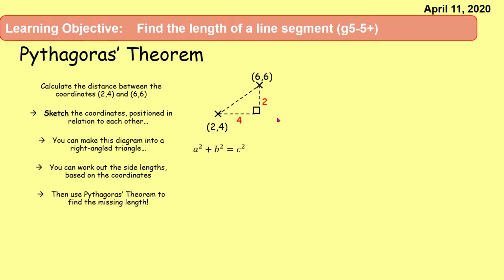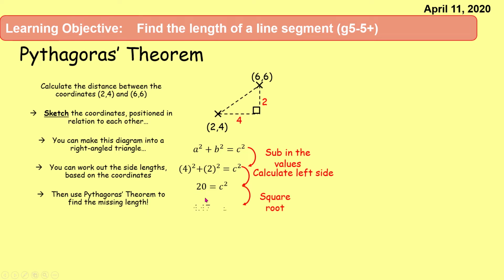So you know Pythagoras Theorem is a squared plus b squared equals c squared. We're finding a longer side, so it's c squared. So let's sub in the values for a squared and b squared. It doesn't matter which way round you let a or b be, they're just the two shorter sides. Work that out. 4 squared is 16 plus 2 squared is 4 equals 20. And you square root both sides to get c equals 4.47.